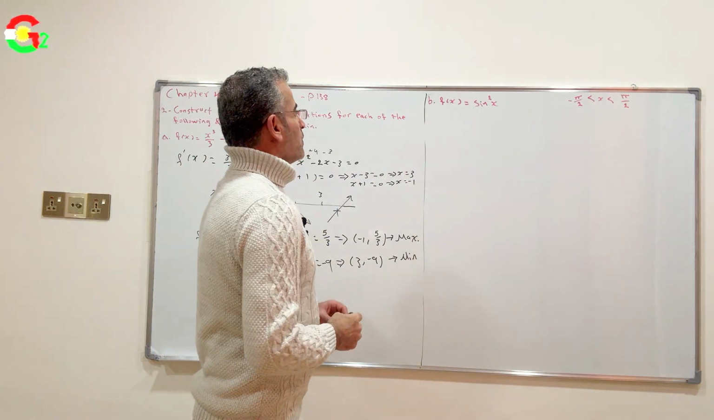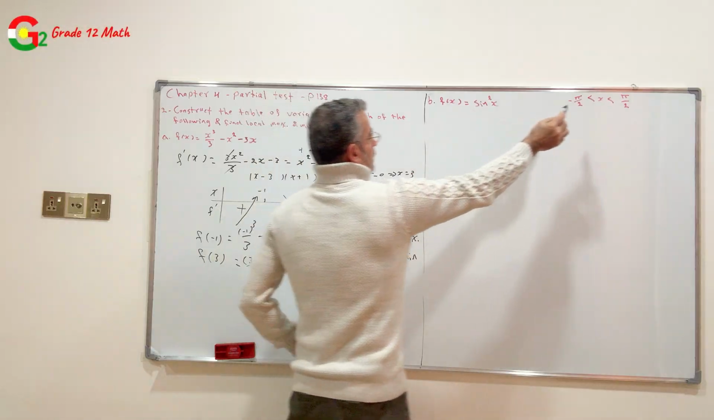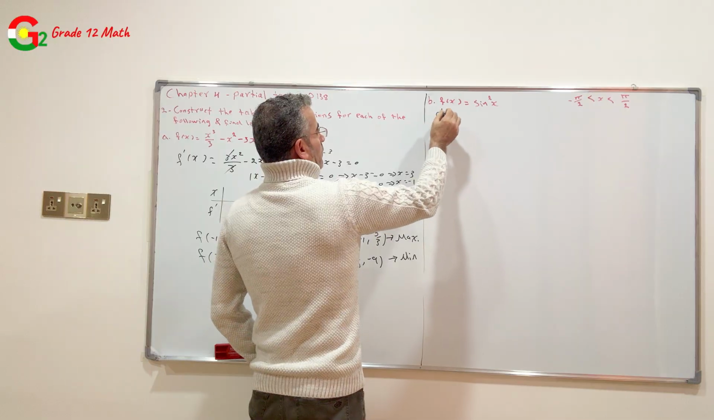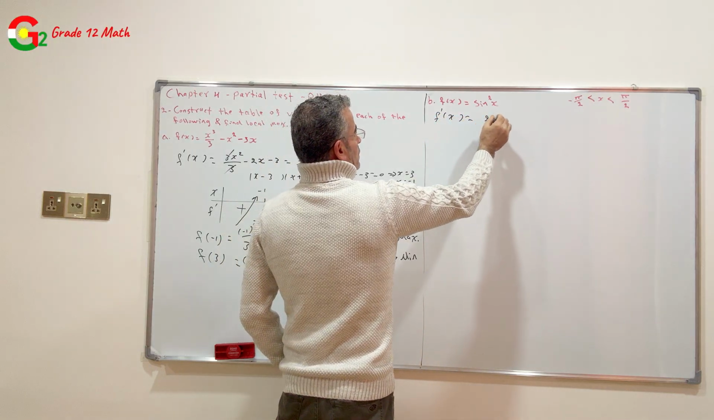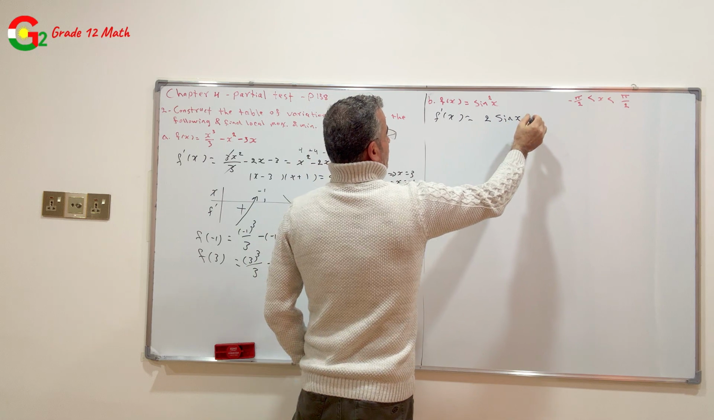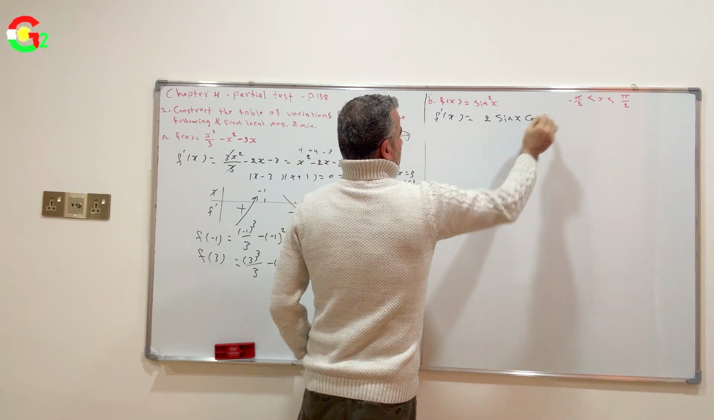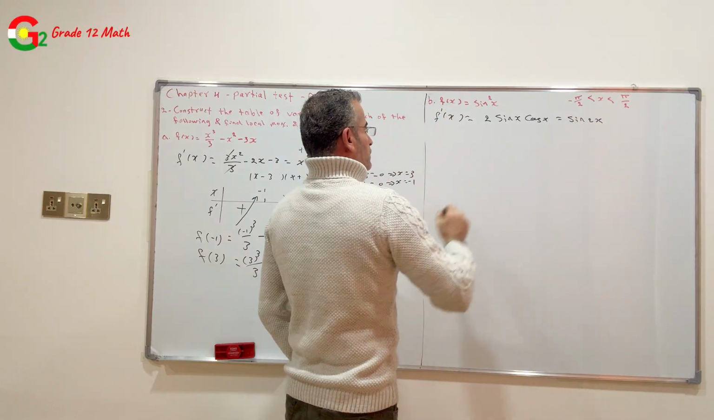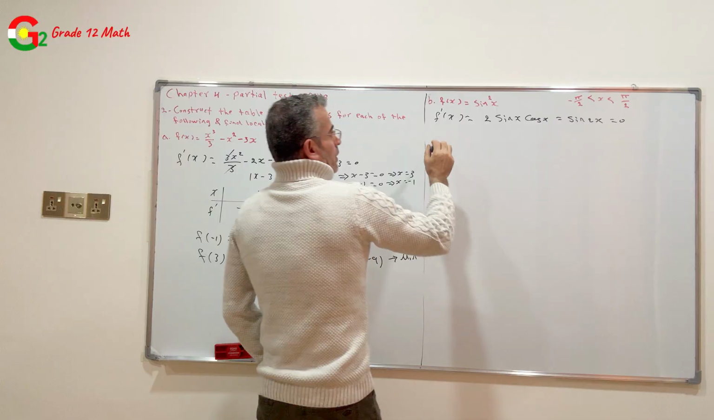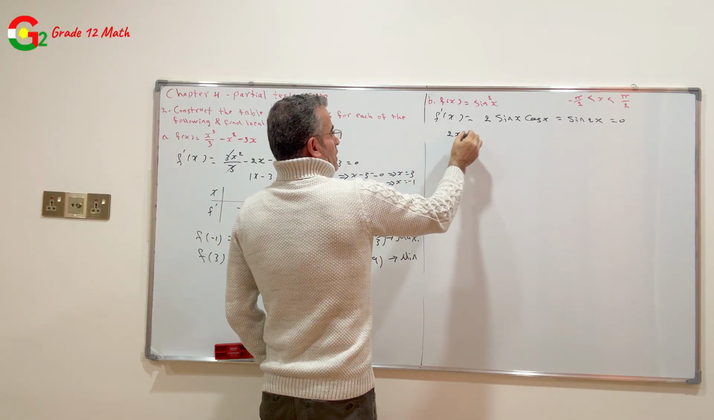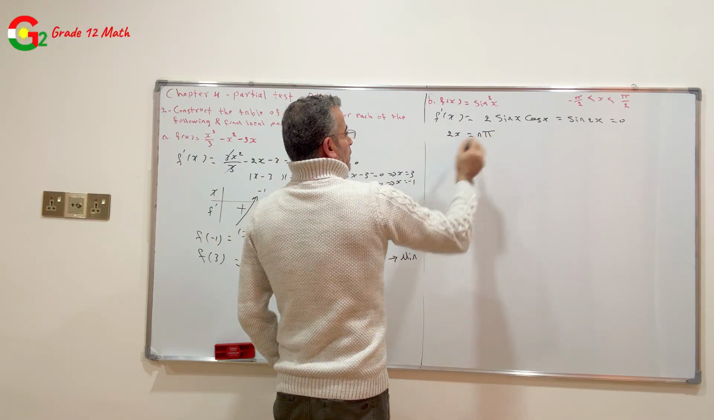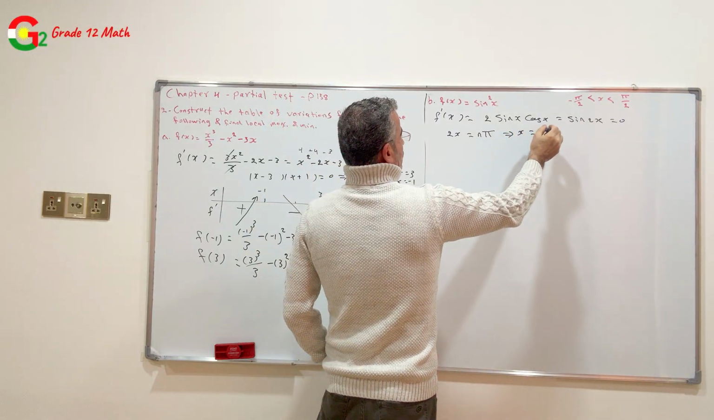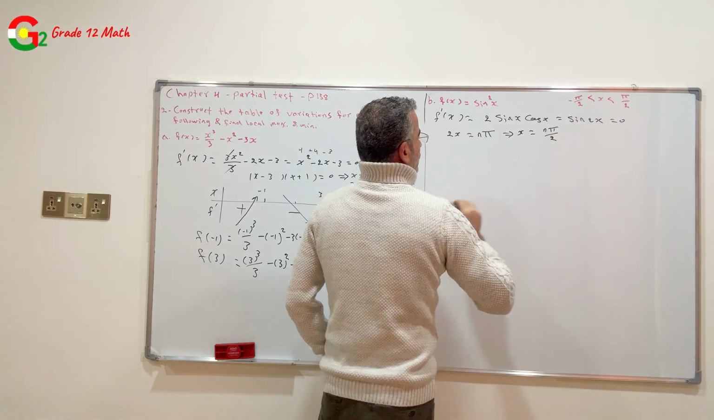Part B, f of x equals sine square x in the open interval negative pi over 2 to pi over 2. F prime of x equals 2 sine x times cosine x, equal to sine 2x. Set it equal to 0. Then set 2x equal to n pi, where n is an integer number. Then x equals n pi over 2.